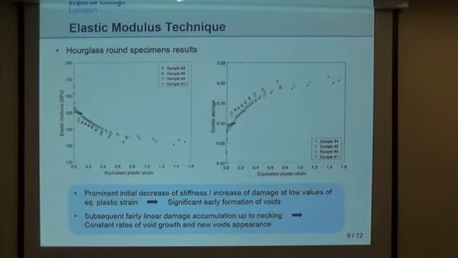This is due to the voids that appear at very early levels of plastic strain, and then this damage becomes more linear, and the rate of increase of damage decreases. This is the growth phase where voids increase in size, but new voids are no longer created at the rate that we have here.